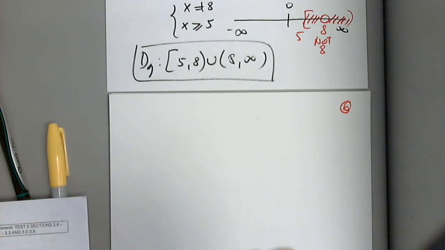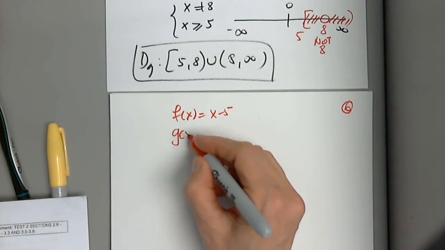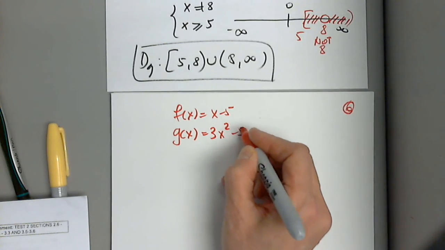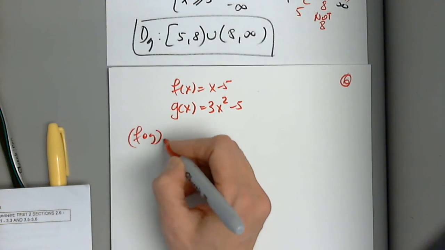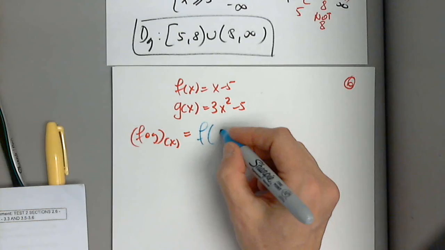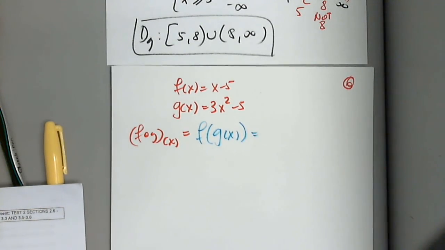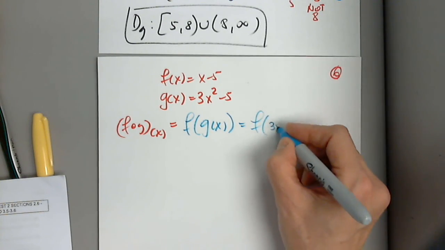Okay, number 3. We are given f of x, which is x minus 5, and we are given g of x, which is 3x squared minus 5. We are asked to find f composed with g of x. So I have to write f of g of x. You're way ahead of me, like always, and I know that. That's awesome.